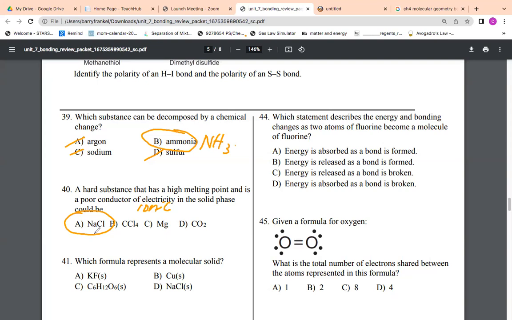Number 41. Which formula represents a molecular solid? So molecular, basically another way to say covalent. So A doesn't make sense. That's ionic. B doesn't make sense. That is not molecular at all. It's literally just one metal. So that's not it. D, NaCl, that's sodium chloride. That's ionic. No. This is sugar, okay? Sugar is a molecular compound and it's also a solid. So we're going to want to go with C. We see all nonmetals.